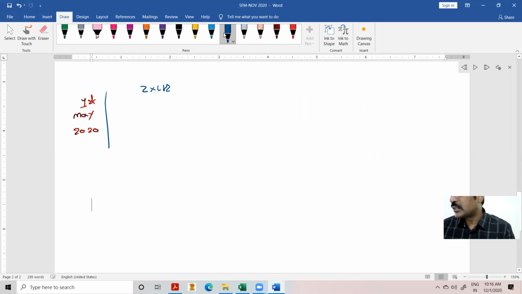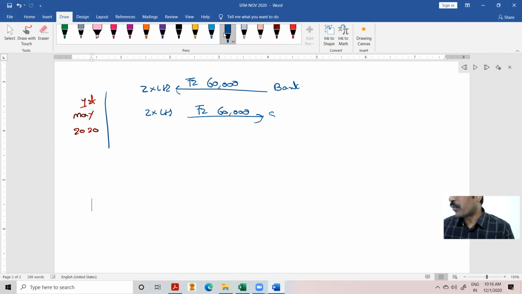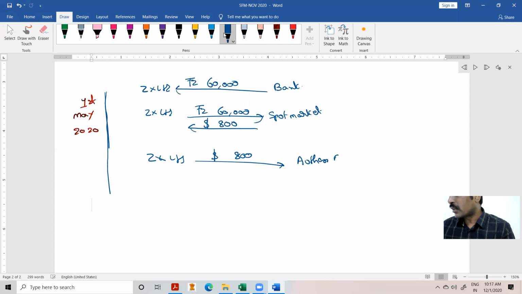First, ZX Limited should go and take a 60,000 rupees loan from the banker. ZX Limited has to pay that 60,000 rupees in the spot market and obtain $800. Next, ZX Limited has to pay that $800 to the authorized person under FEMA, and they will enter a forward contract.